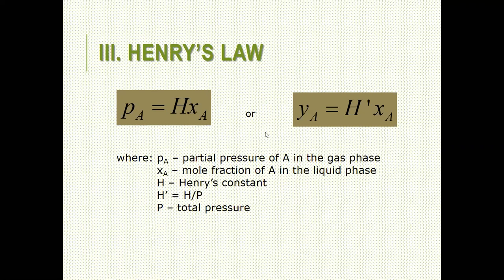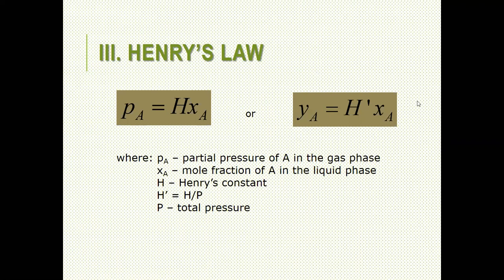Now, PA over P will give you a YA, and your Henry's constant in the original equation when divided by the total pressure will be H prime. It's already stated here. So it's H prime, and still XA is XA. Most of the time, we're using this. Problems from Geankoplis use the expression wherein you are already given the equilibrium equation. We call this the equilibrium equation that tells you the relationship between the mole fraction of A in the liquid phase in relation to its mole fraction in the gas phase. It's already in this equation, like the Y equals mx form of equation.